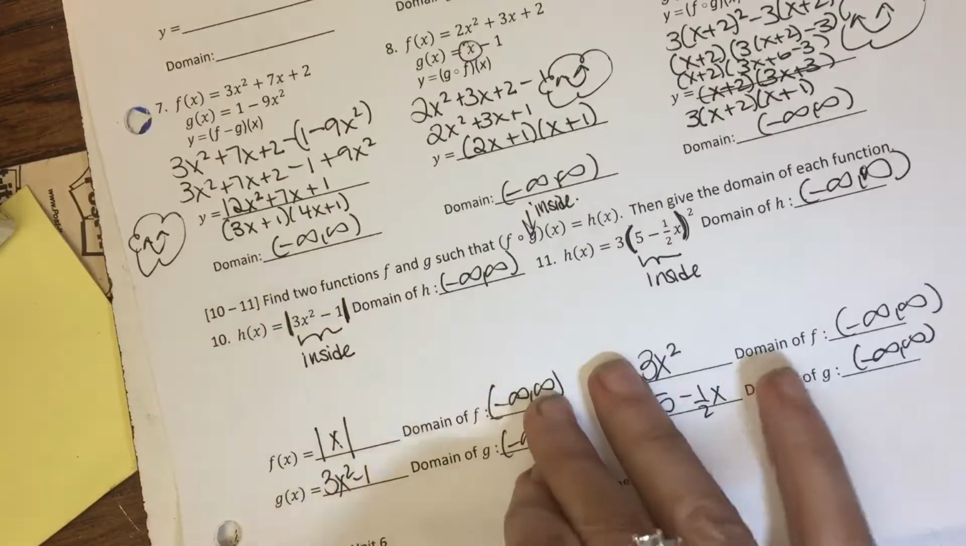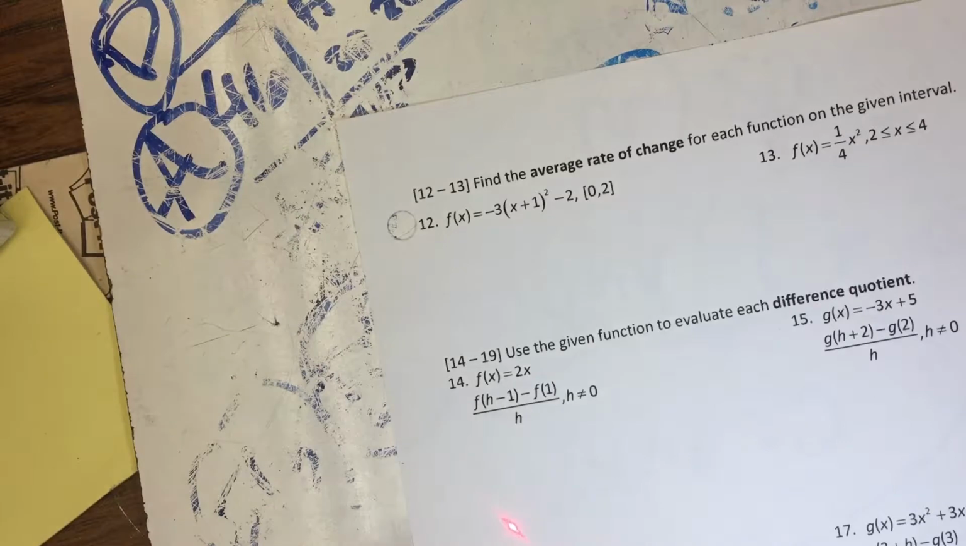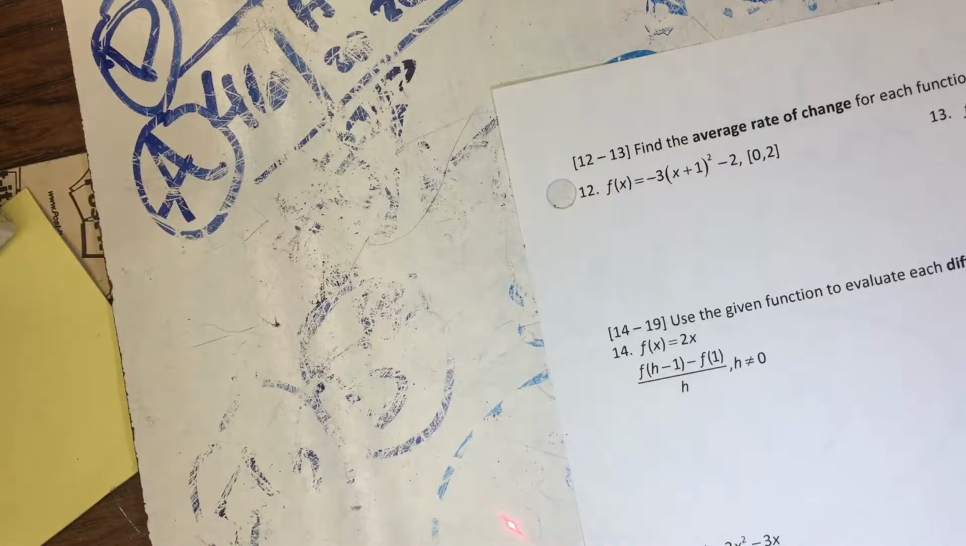All right, backside, we started getting into that difference quotient. But first our average rate of change. I think I assigned number 12. Is that right? Yep, number 12.